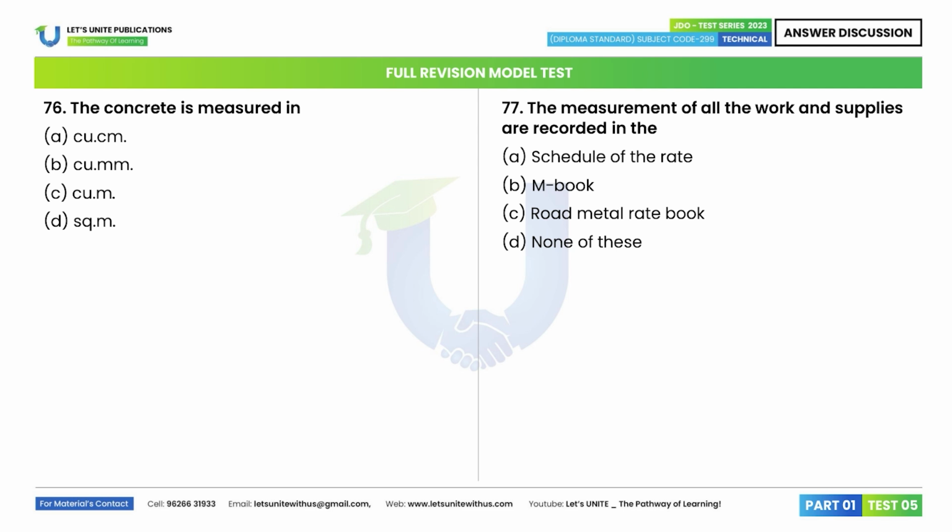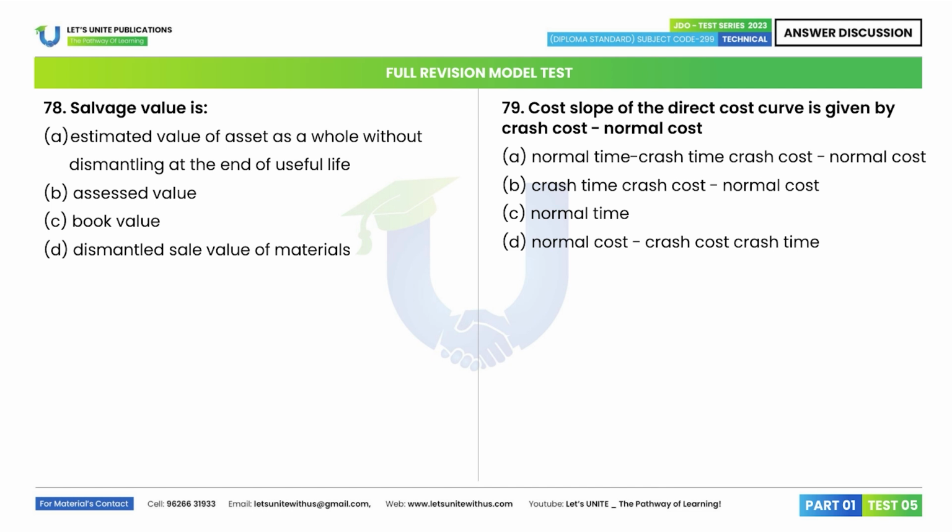76th question. Concrete is measured in cubic meter. Option C. 77th question. The measurement of all the work and supplies are recorded in the M book. Option B. 78th question. Salvage value is estimated value of asset as a whole without dismantling at the end of useful life. Option B is the correct answer. 79th question. Cost slope of the direct cost curve is given by crash cost, normal cost.